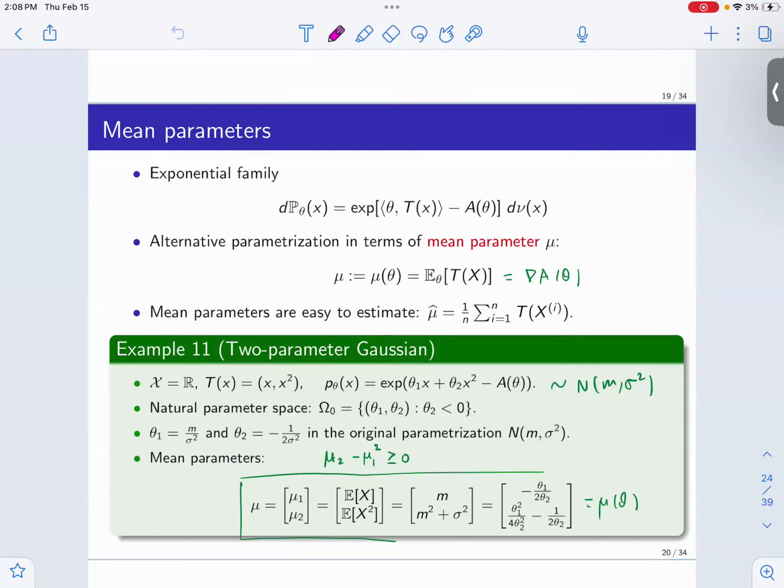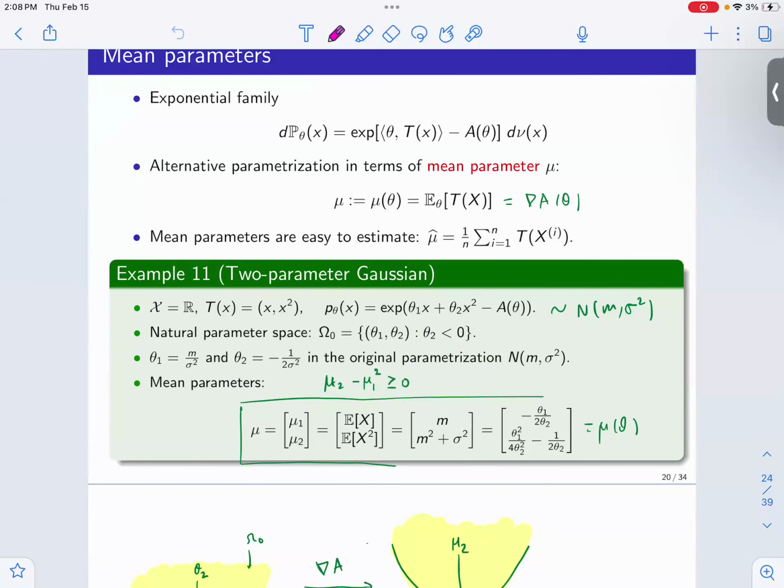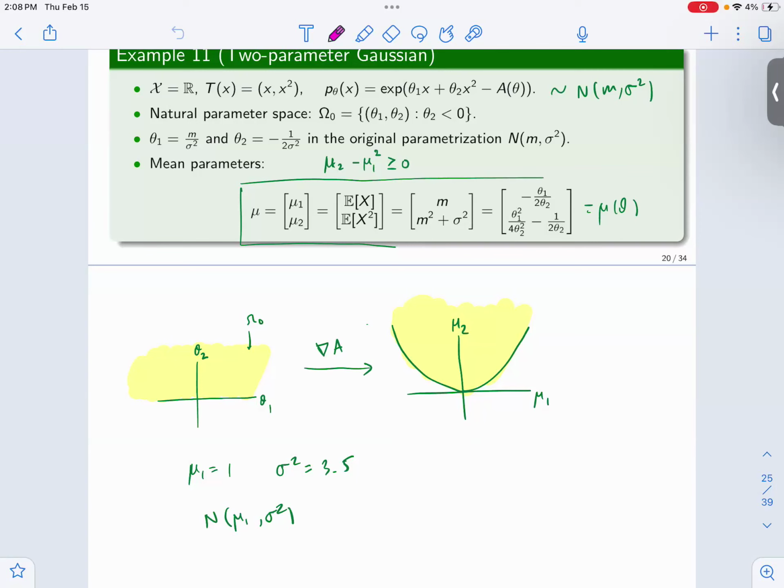The easy way to see why this is useful is to note that if I have an IID sample, I can easily estimate these parameters by the sample mean, which is going to be unbiased for this. But estimating the natural parameter in general is harder. So that's the main advantage. And then there's this deep result that we can invert this map in general. Speaking of the gradient, in the normal family, this gradient maps the set of natural parameters to the set of possible mean parameters.